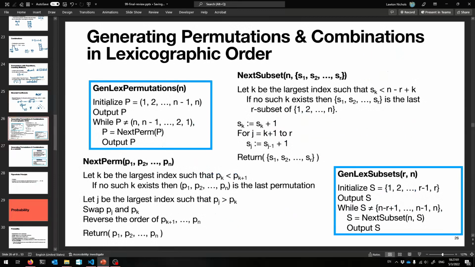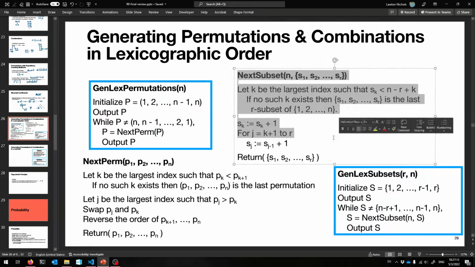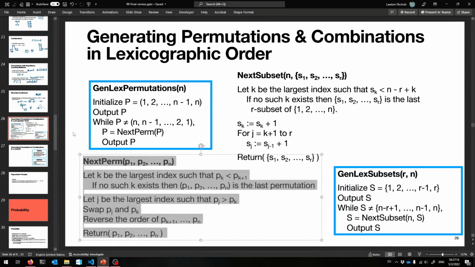Okay, let's talk about generation now. So this is part of your last lab, right? Generating permutations and combinations in lexicographic order. So that is a mouthful. And the fancy algorithms are also a mouthful.